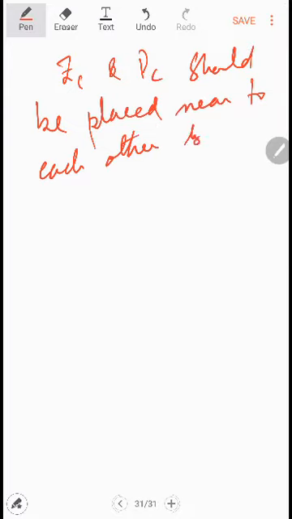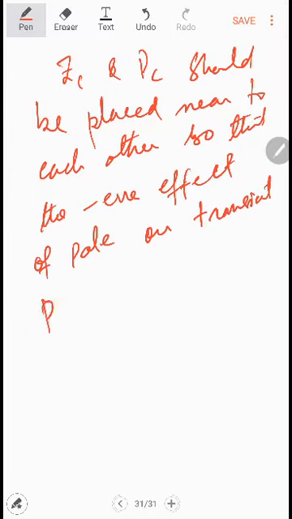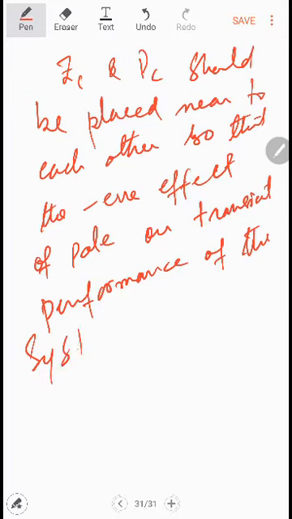So we can say that Zc and Pc should be placed near to each other, so that the negative effect of the pole on the transient performance of the system is compensated.